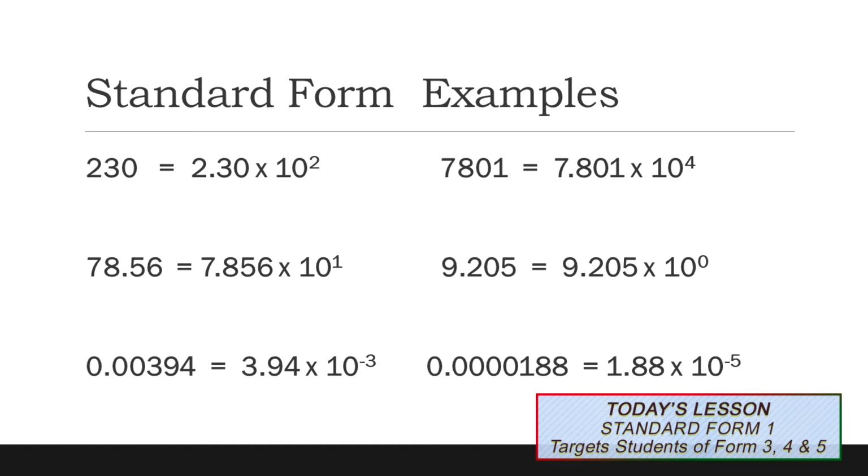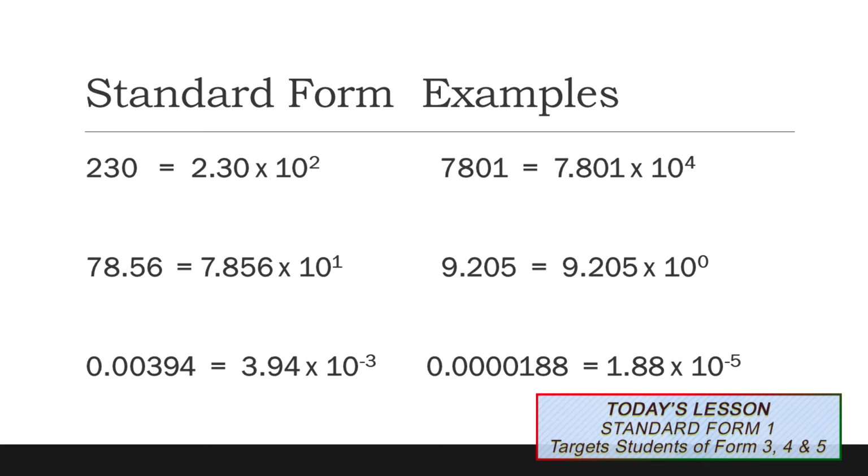If you look across the page, 7,801 is equal to 7.801 multiplied by 10 to the power of 4. The other examples, if you look carefully, you'd notice that in all the examples, in order to get standard form, we seem to be moving the point in a particular direction. That is the decimal point.